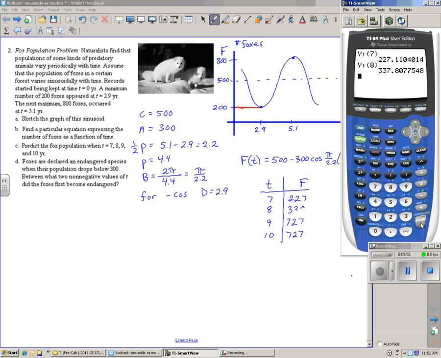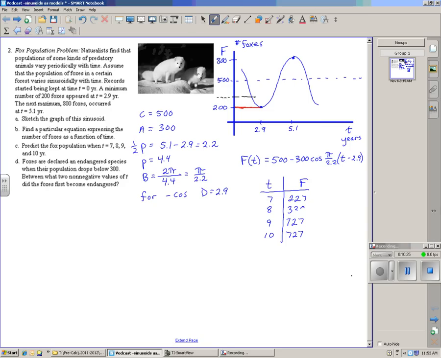The last part of this says that foxes are declared an endangered species when their population drops below 300 individual foxes. So between what two non-negative values of t? Well, non-negative values of t means after we started counting them at time 0. What's the first time that they first become endangered according to this model? Well, that means if I put in 300, here's what we're talking about: the first non-negative would be this part of the graph here.